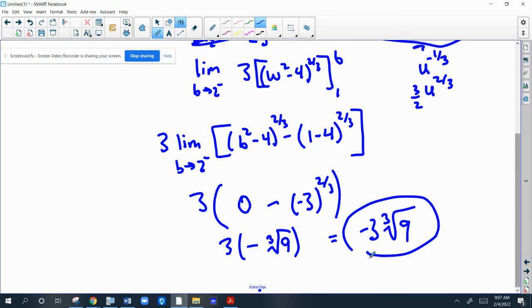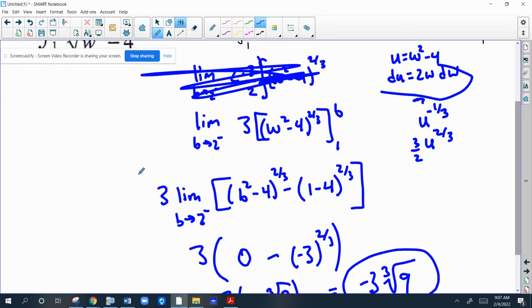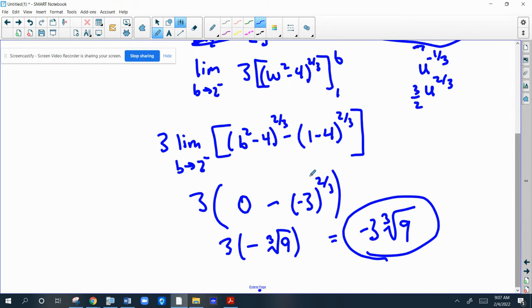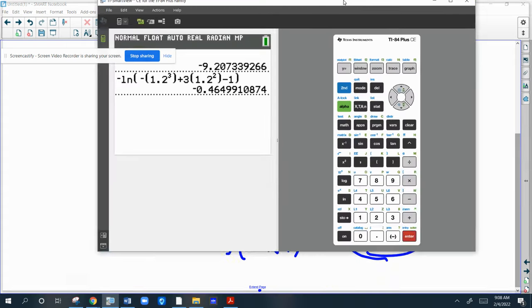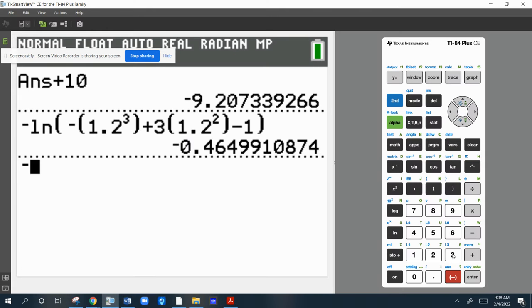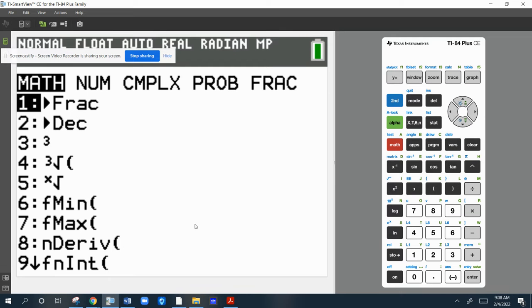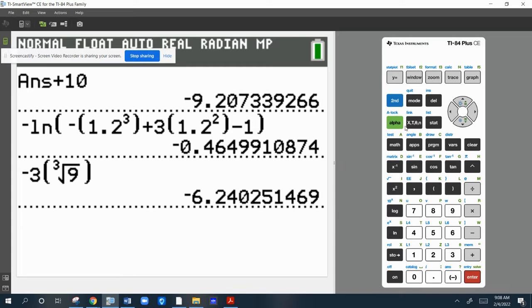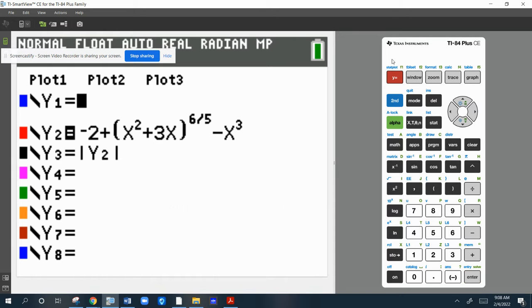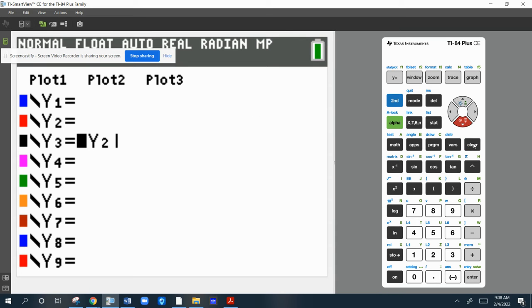Since this is going to be a very short video, I figured maybe we would try to check this with the calculator as best as we can. So the first thing I'm going to do is figure out what -3 times the cube root of 9 is. So -3 times the cube root of 9 is approximately equal to that decimal. So now I'm going to integrate this on my calculator. So here we go.